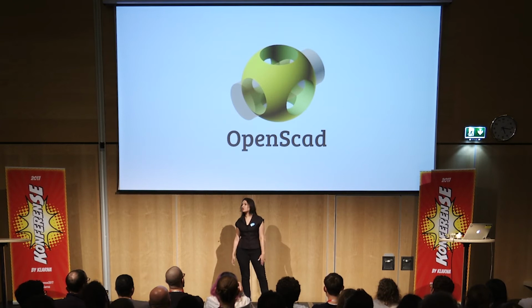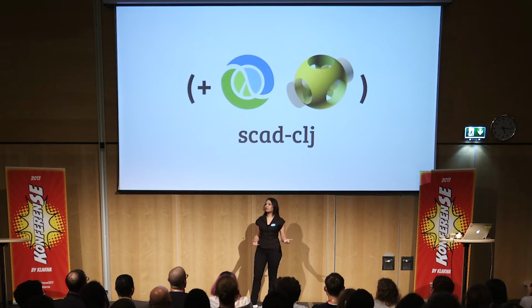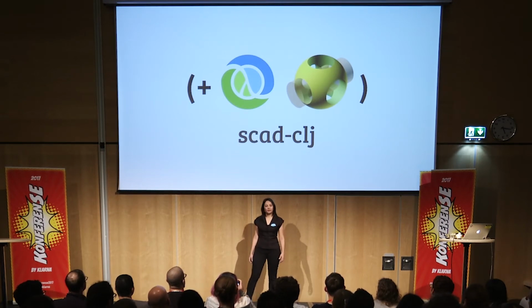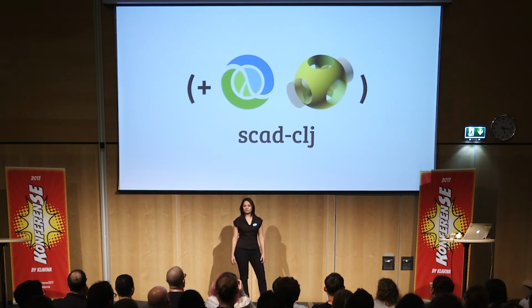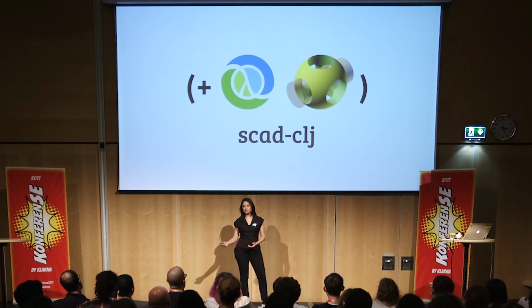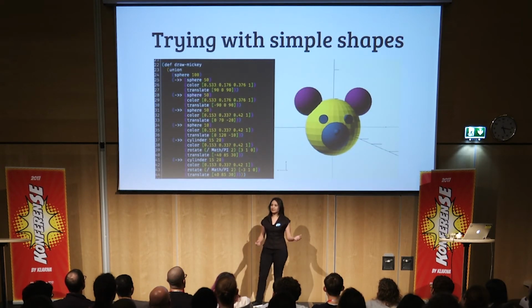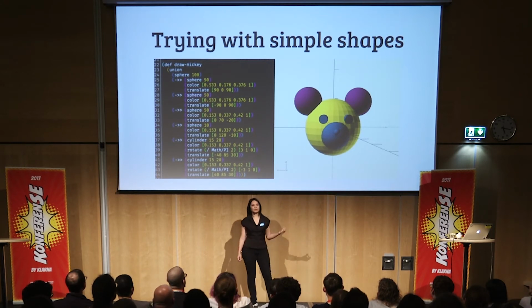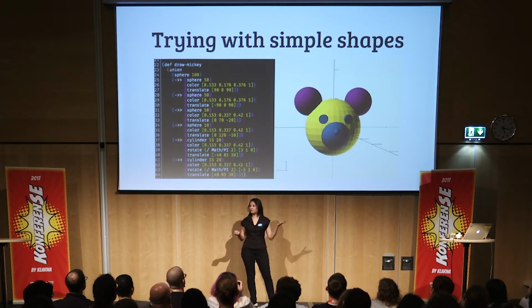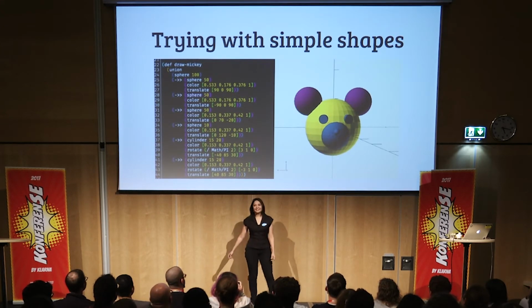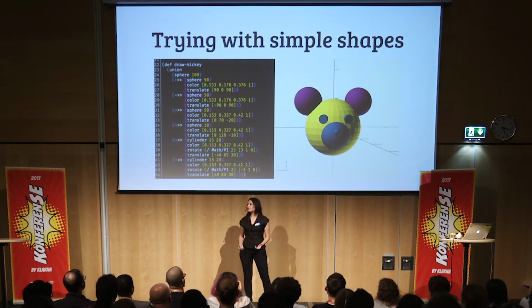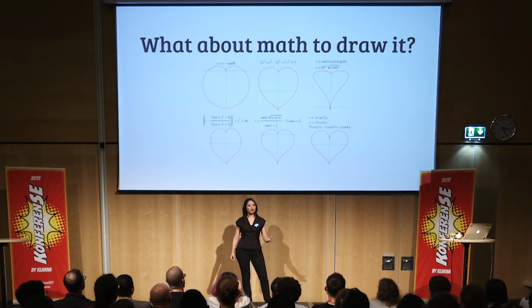And I was studying Clojure at the time, so I decided to look for a better workflow to design my models. Then I found the SCAD Clojure library, which converts whatever was written in Clojure into SCAD, and I could visualize that in real time. So I started to play around, and it offers me some basic shapes to work with, like spheres and cylinders, putting them together, and I did Mr. Mickey's head.